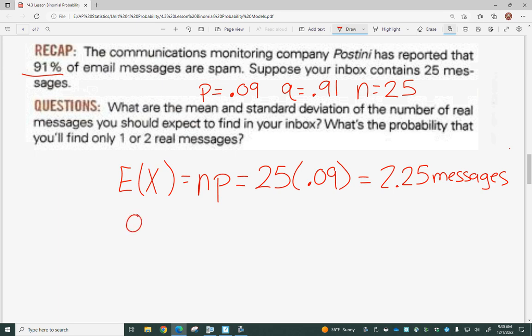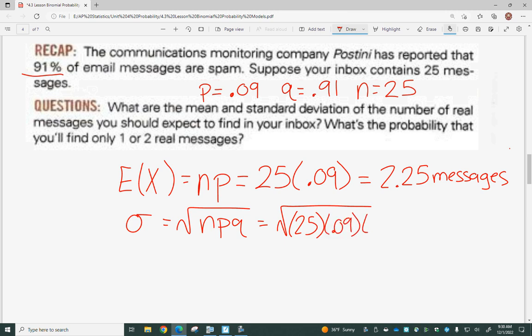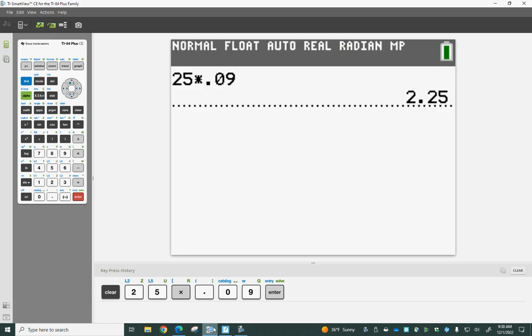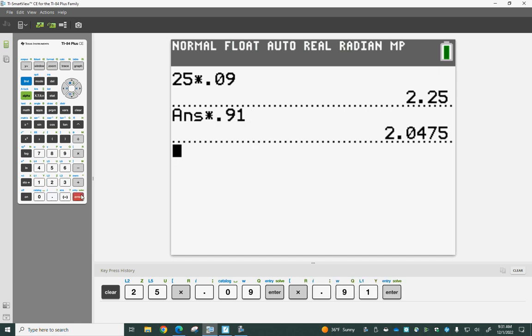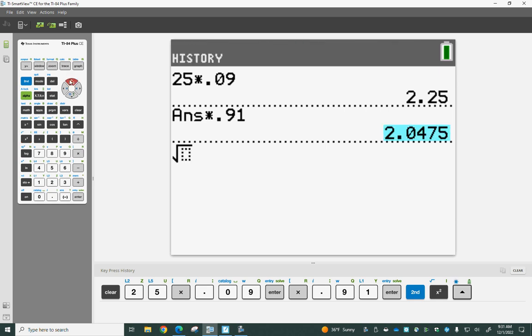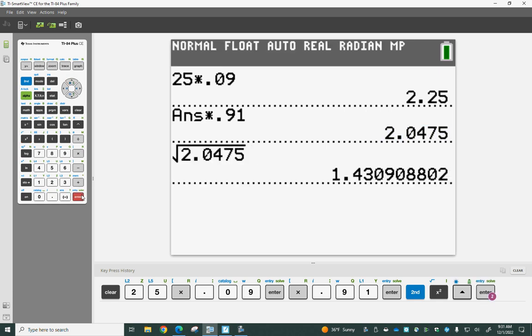To find our standard deviation, we are going to multiply our three values together, 25 messages times the probability of success times the probability of failure. And so you might realize that we can actually take this previous answer and multiply that by the probability of failure, and then we can square root that to find our standard deviation, 1.43.